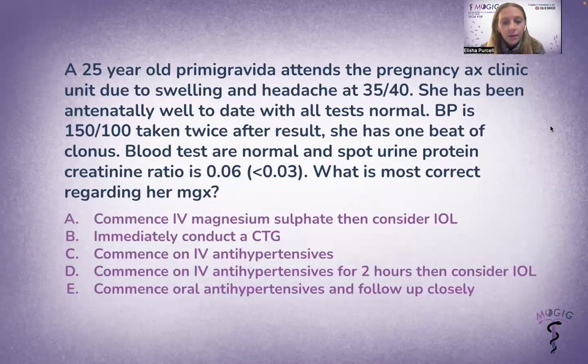A, commence IV magnesium sulfate, then consider induction of labor. B, immediately conduct a CTG. C, commence IV antihypertensives. D, commence IV antihypertensives for 2 hours and consider induction of labor. Or E, commence oral antihypertensives and follow up closely. So just let you have a think about what it could be.